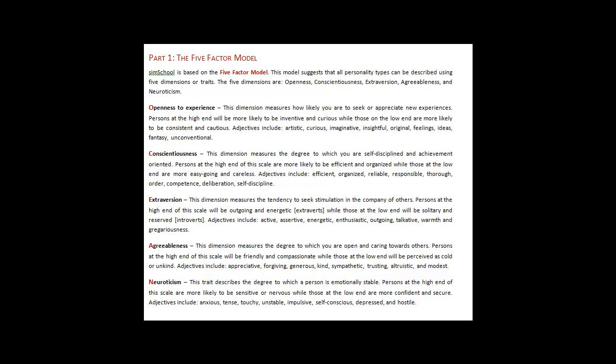The next factor is extroversion, and this dimension measures the tendency that we have towards seeking the stimulation in the company of others. And when we think of extroversion, we also think of introversion, and what a lot of people normally assume is that introversion is synonymous with shyness, and that extroversion just means that you're really outgoing and probably talk a lot. But that's not really true. Those are really two separate concepts, especially in this context.